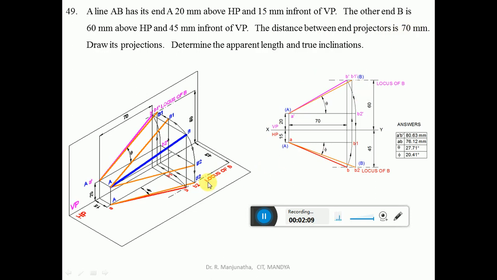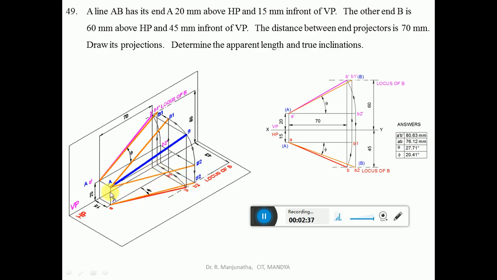So we have the projector of A here in the vertical plane and also in the horizontal plane. Similarly, when you see from the front view, we are going to have this end projector, this line, which is at 70 mm. And similarly, when you look from the top view, the distance of this end projector is going to be seen on the horizontal plane. So this is the line which we get as the end projector.